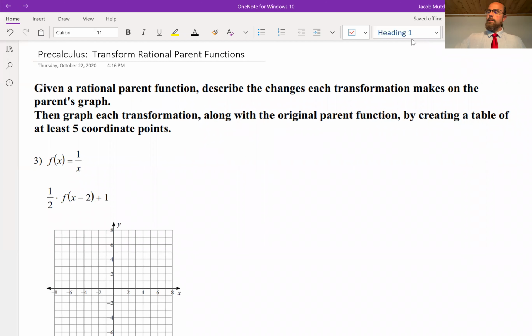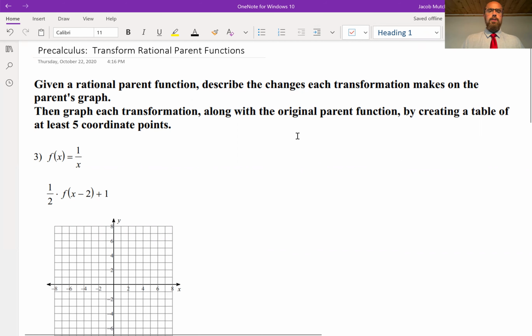Welcome to Pre-Calculus. Today we will investigate transformations of the rational parent function 1 over x, focusing on how changes to the parent's equation change the parent's graph. Let's take a look at one example that involves multiple transformations.